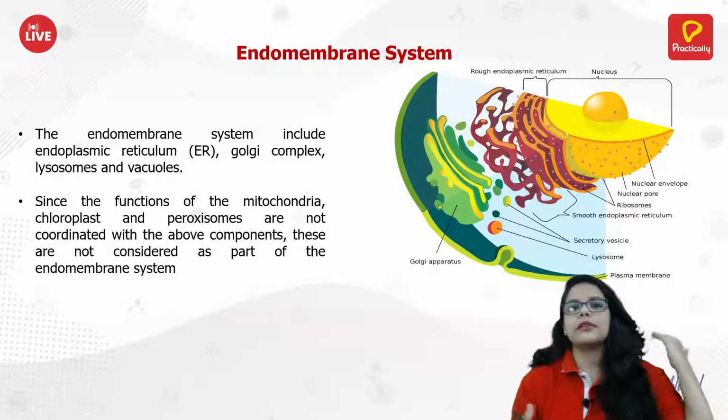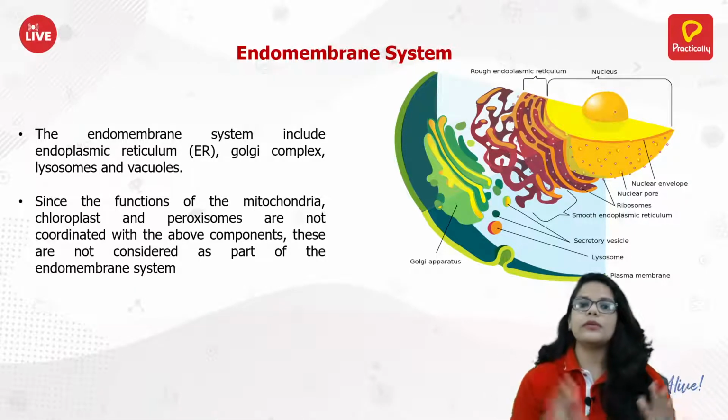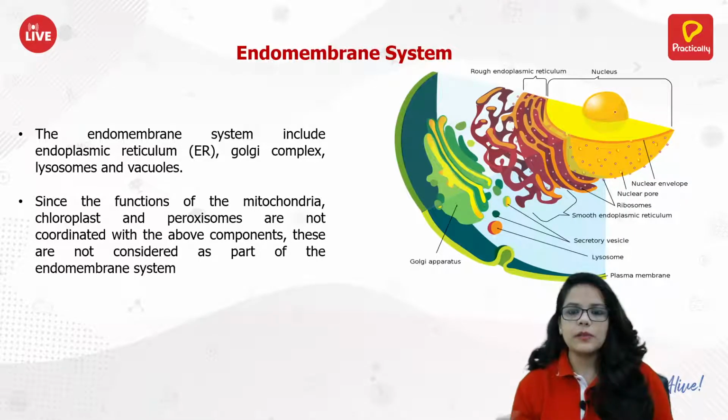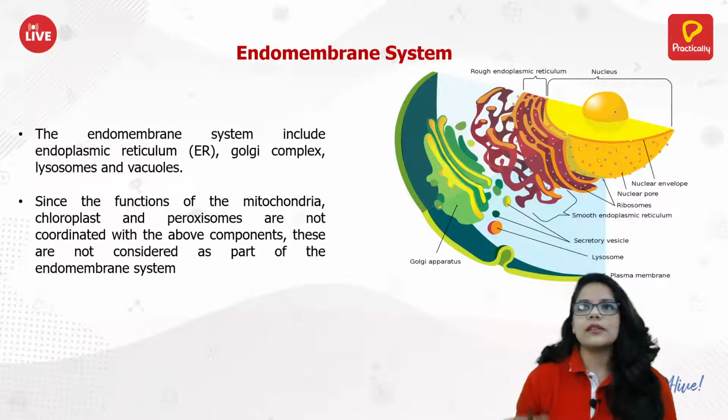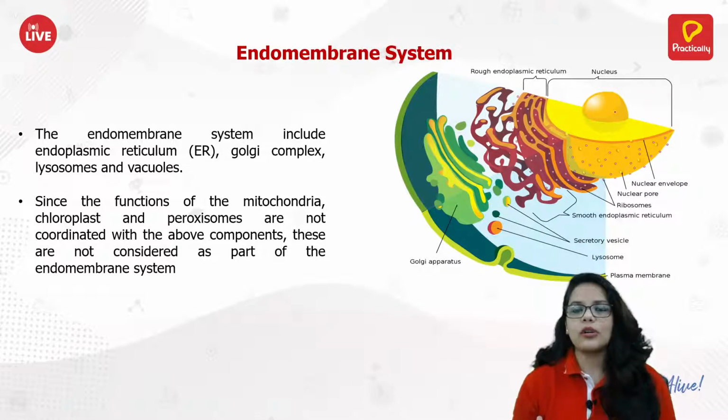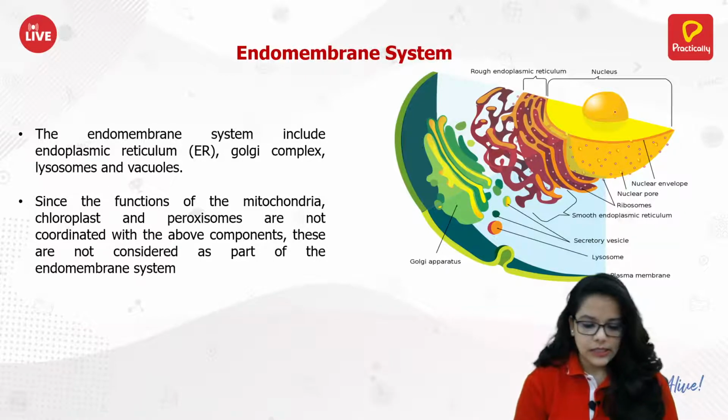Now after this, we'll discuss the endomembrane system. Today we'll discuss till the endomembrane system. There are around 4 to 5 organelles under this. In the next classes, we'll be discussing the double membrane bound organelles such as chloroplasts, mitochondria, and the nucleus. So let's see if there are any questions.